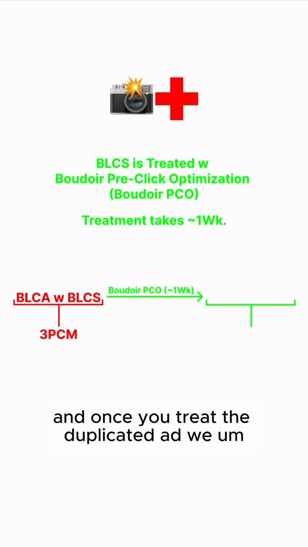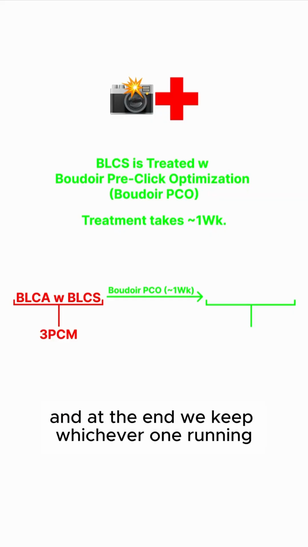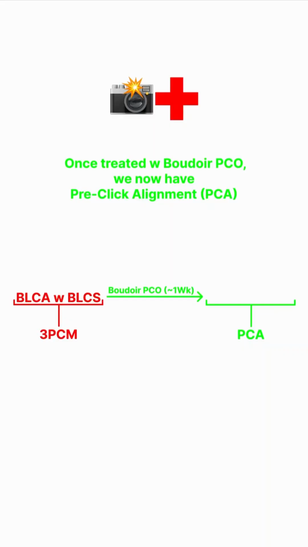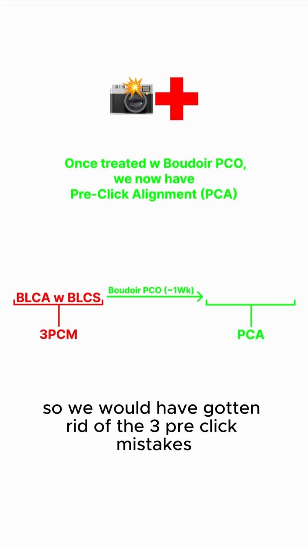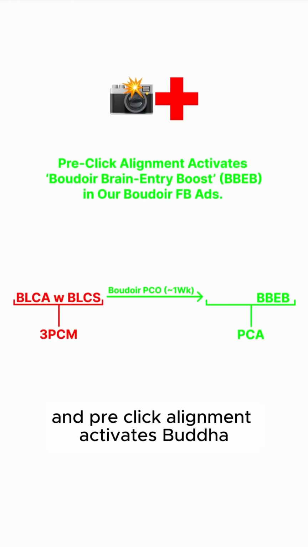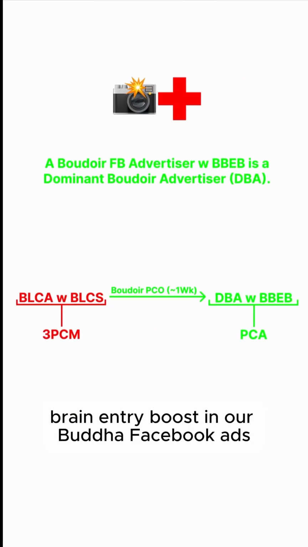And once we treat the duplicated ad, we run that treatment for about a week, and at the end, we keep whichever one has the best metrics running. Now, once treated with Boudoir Pico, we have pre-click alignment. So we would have gotten rid of the 3 pre-click mistakes, and pre-click alignment activates Boudoir brain entry boost in our Boudoir Facebook ads.